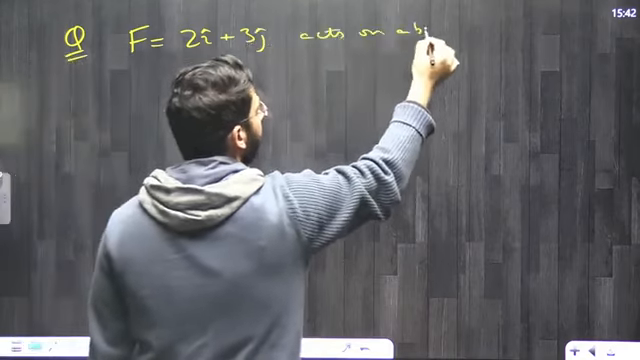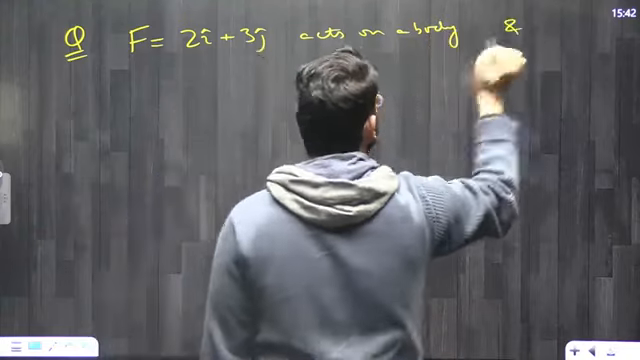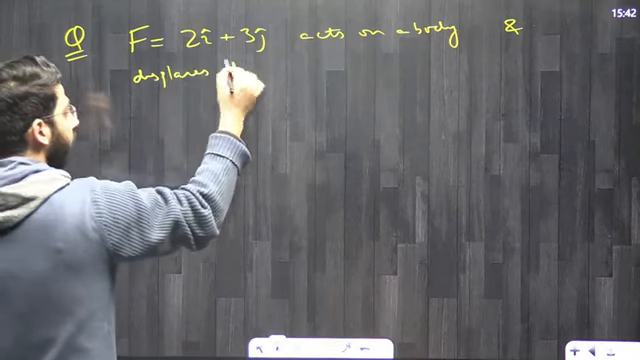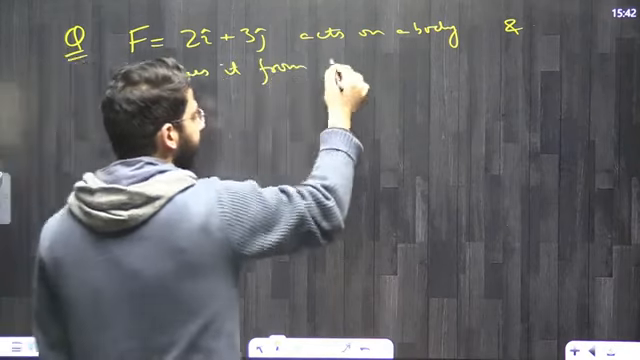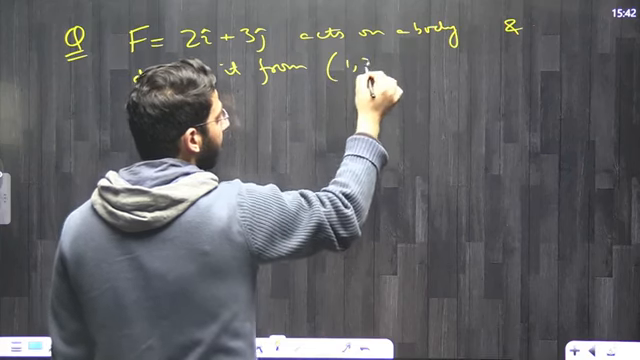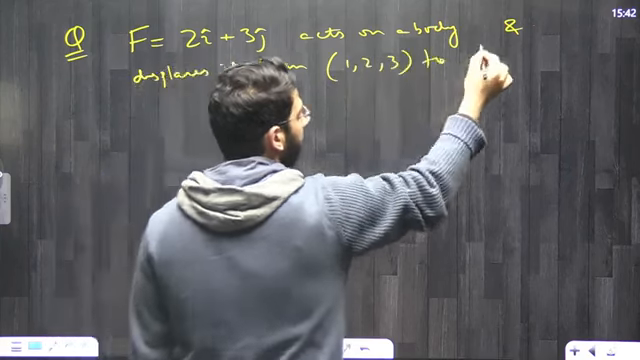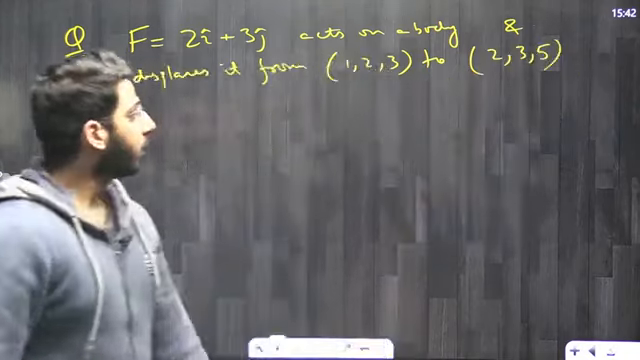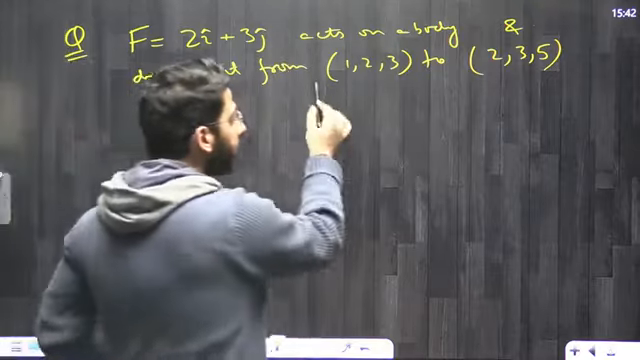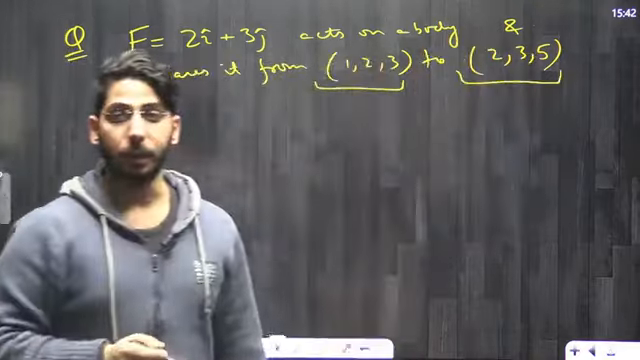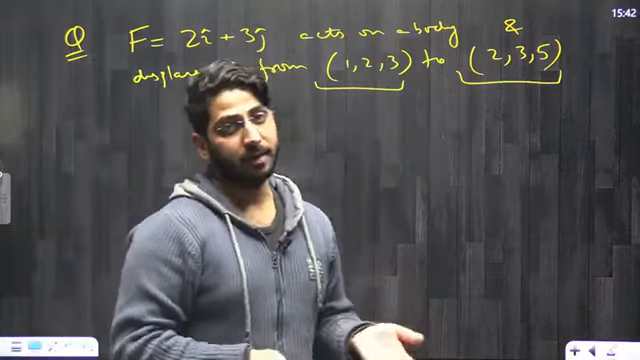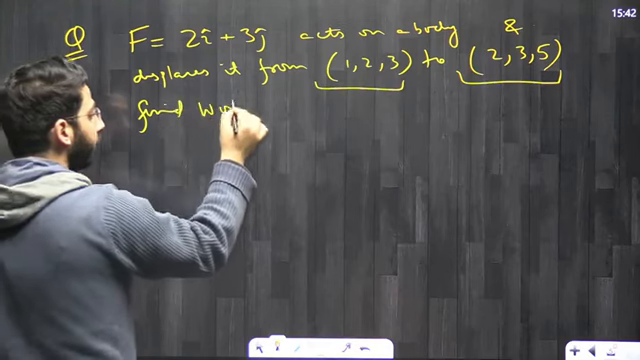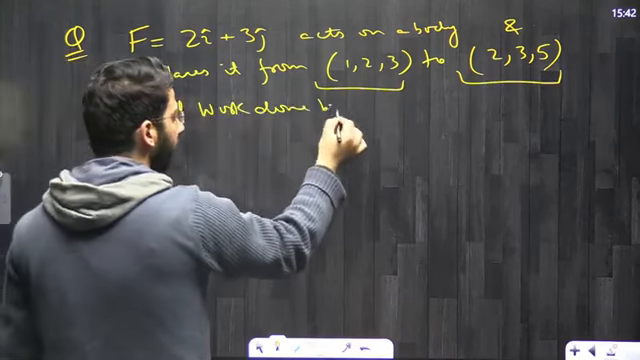What is the problem? Suppose that force F equal to 2i cap plus 3j cap acts on a body and displaces it from (1, 2, 3) to (2, 3, 5). So what I'm giving you is the initial coordinates and the final coordinates, so that when you subtract these, you get the displacement. The question is, find the work done by the force.